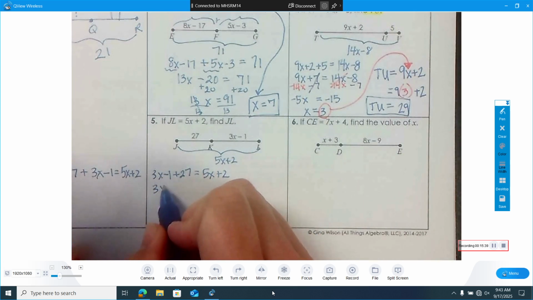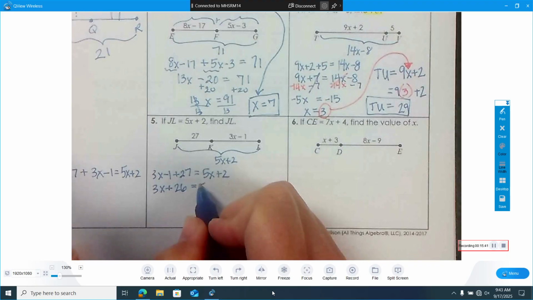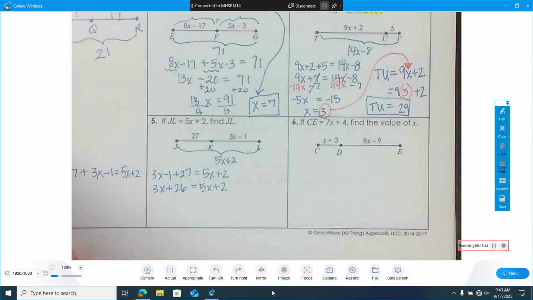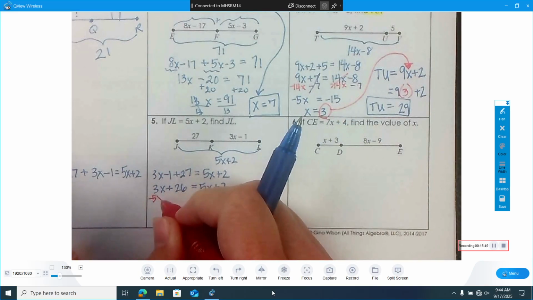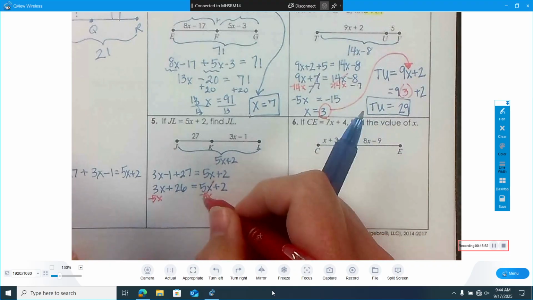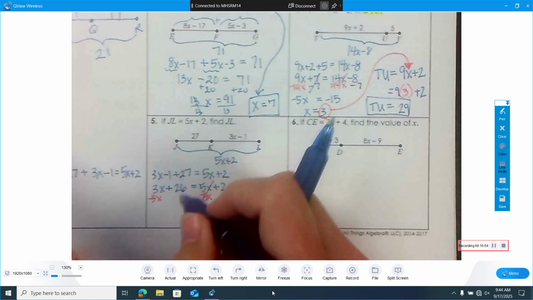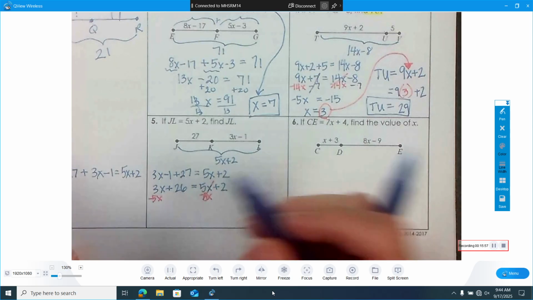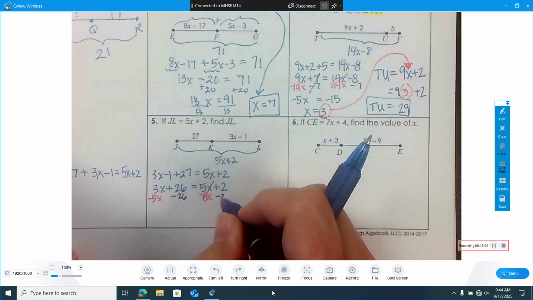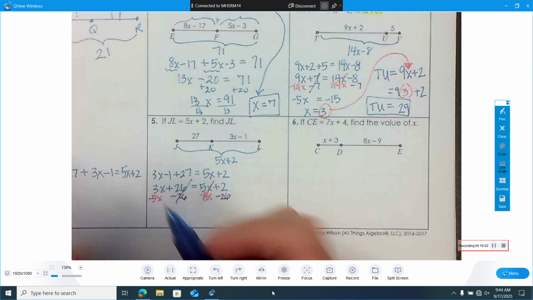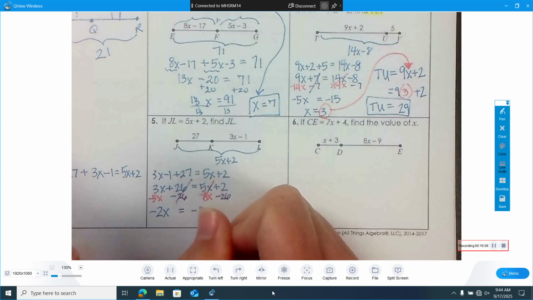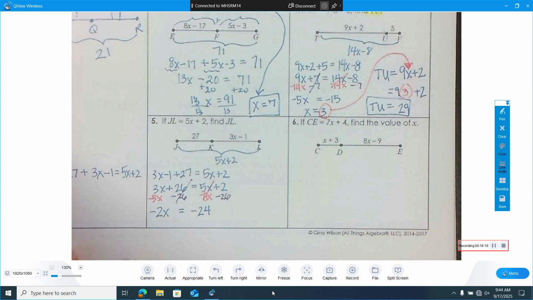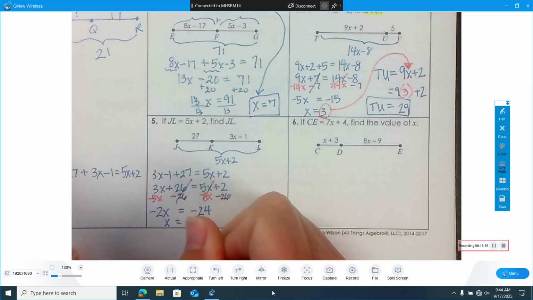Let's see. So I have 3x plus 26 equals 5x plus 2. And I'm going to go ahead and subtract, because I like to put my letters to the left. I'm going to subtract that 5x to the left-hand side, and I'm also going to subtract 26 from the right-hand side. So I have negative 2x is equal to negative 24. Divide by negative 2, so we get x equals 12.